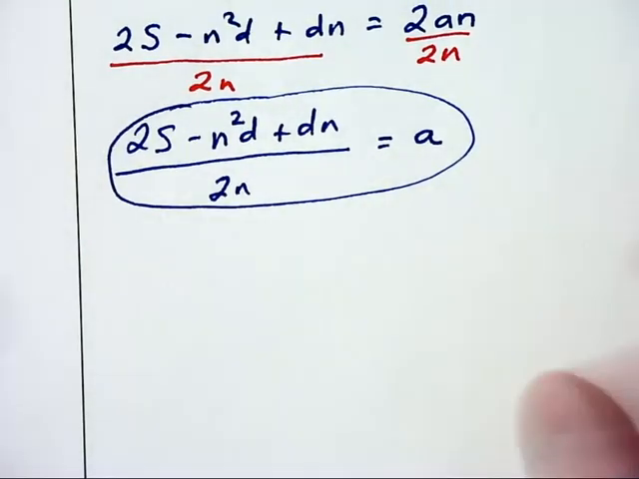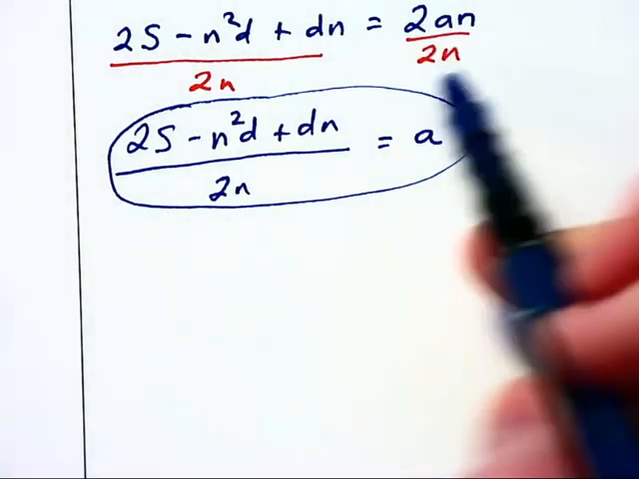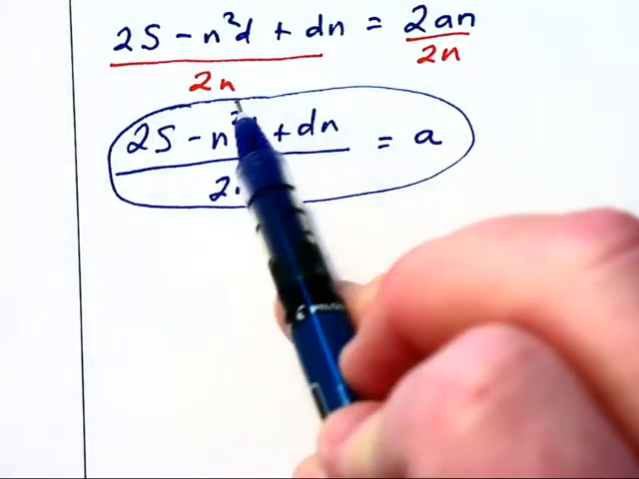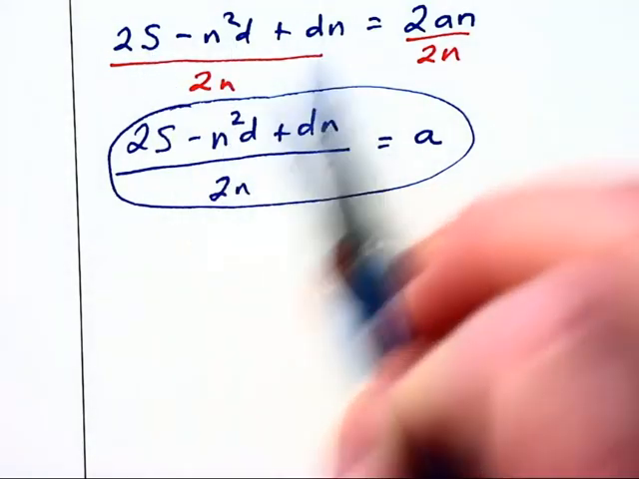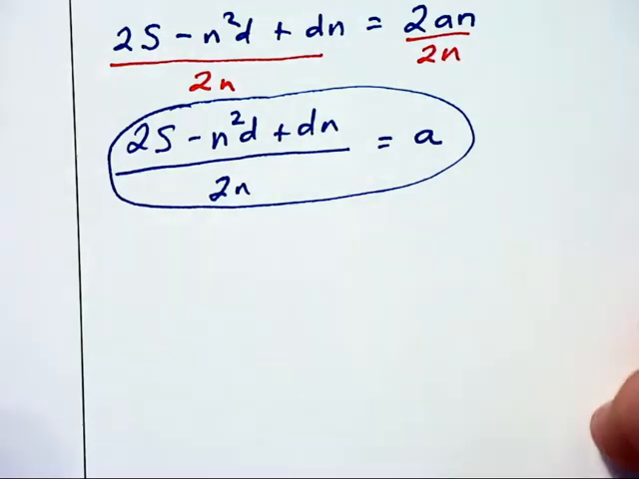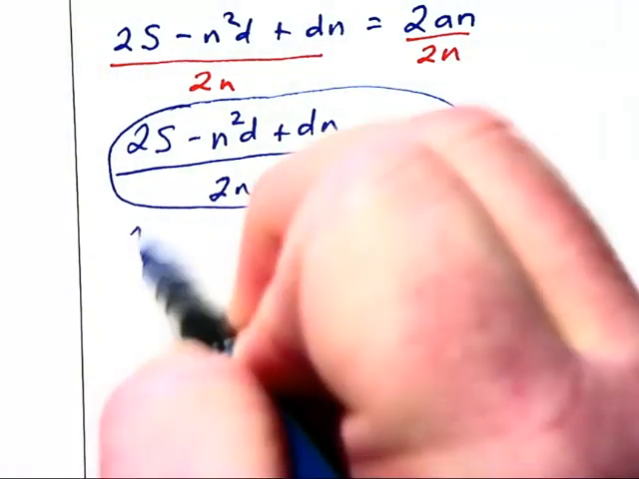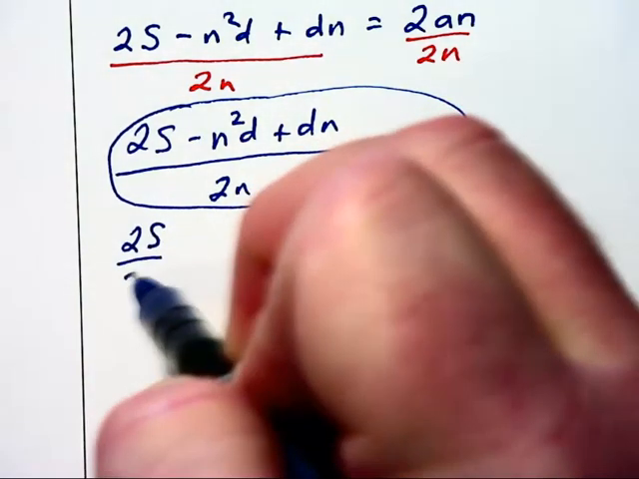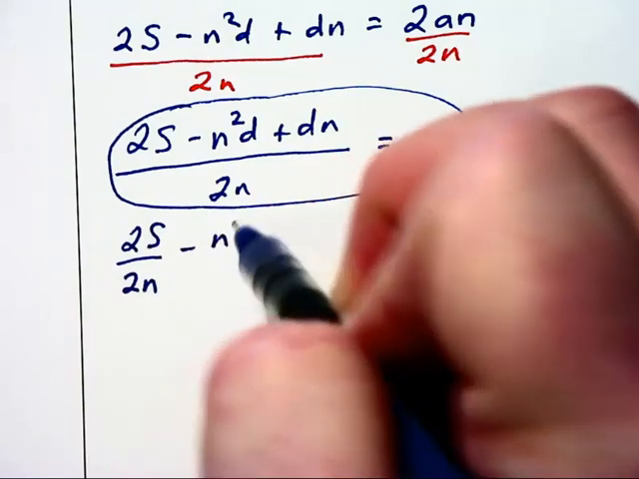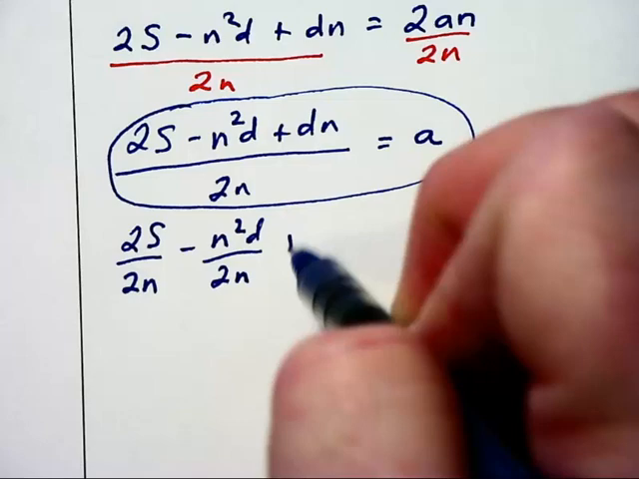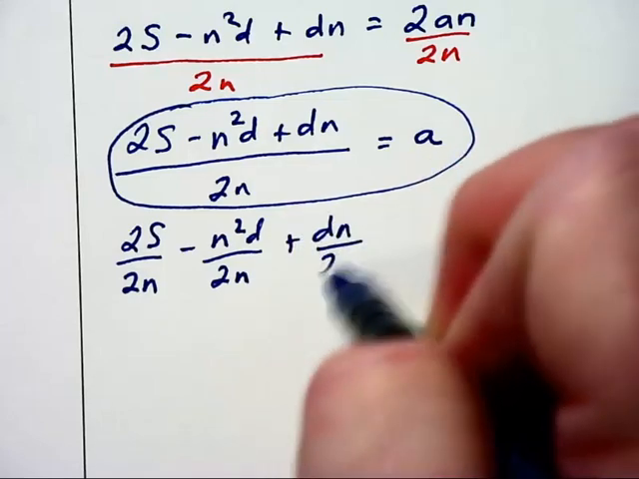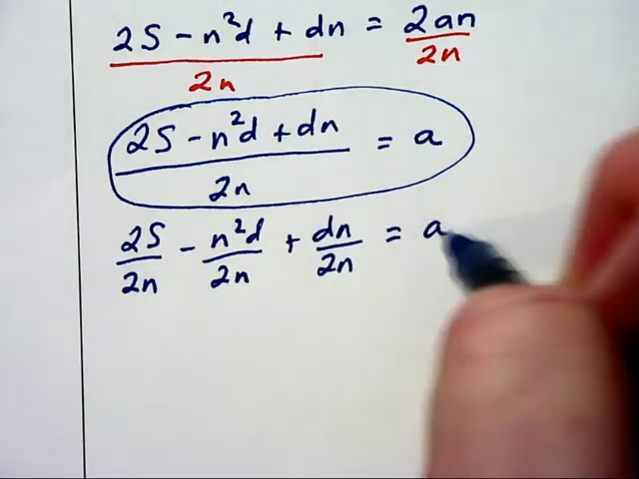Now, however, up on that line above, we might not have chosen to divide the whole left side by 2n. Instead, we might have chosen to divide each term by 2n. Let's do that right now. This would give us 2s over 2n minus n squared d over 2n plus dn over 2n equal to a.